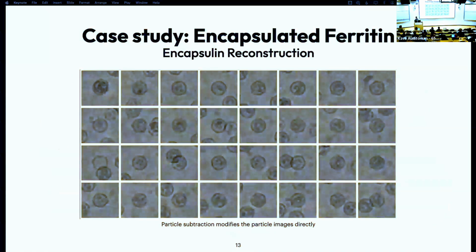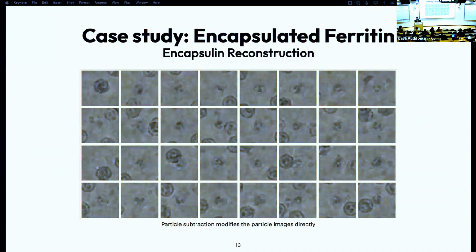Okay, so after giving the particles, volume, and the mask to the particle subtraction job, the output is images with encapsulin subtracted. And this is just a GIF flashing between particles before and after subtraction. And you can see that in most of these images, there is something in the center. I'll just replay that a bit. There is something in the center that actually is the internal contents that we're interested in. And it's not super small either, which is a good sign.